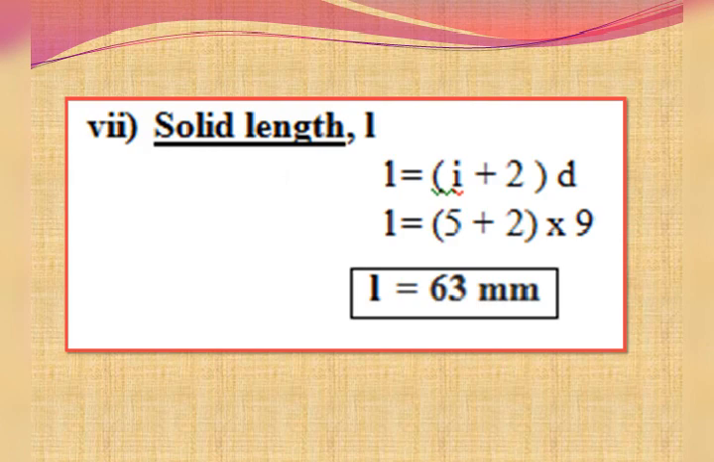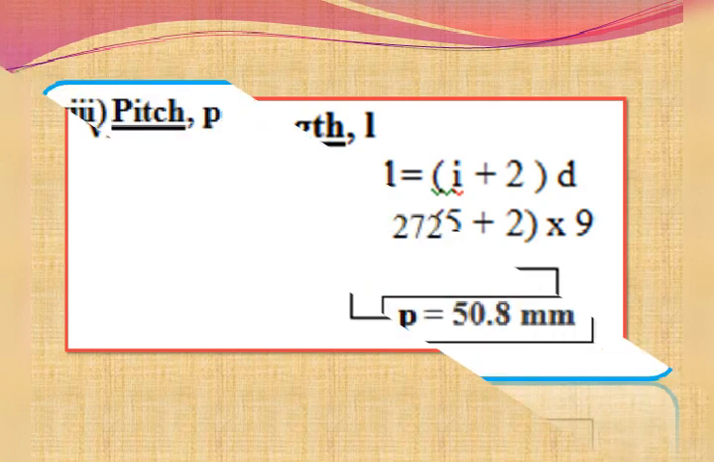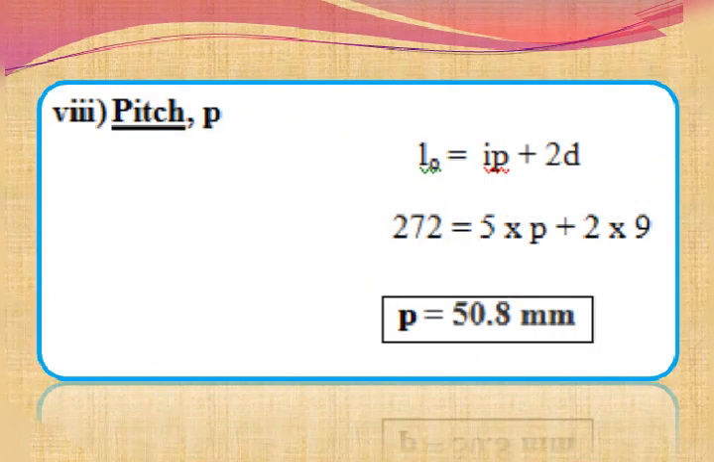Now the final unknown, the solid length L, can be evaluated by using the equation: total number of coils into diameter. Total number of coils, that is I plus 2, into d, that is 5 plus 2, into the wire diameter, which is 9 mm. We are getting 7 nines are 63. That is the solid length of the spring.